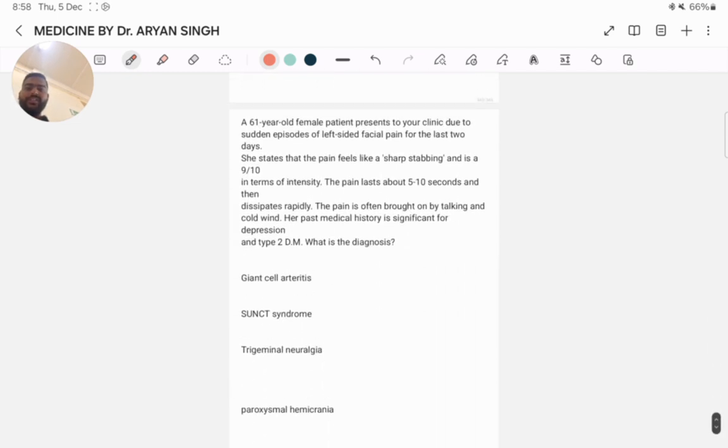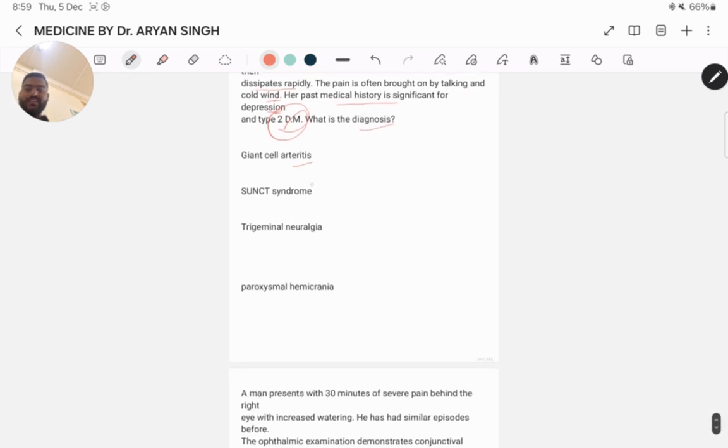Next question. A 61-year-old female patient presents to your clinic with sudden episodes of left-sided facial pain for the last 2 days. She states the pain feels like a sharp stabbing, 9/10 in intensity. The pain lasts about 5 to 10 seconds and then dissipates rapidly. It is often brought on by talking and cold wind. Her past medical history is significant for depression and type 2 diabetes mellitus. What is the diagnosis? Giant cell arteritis, Sjogren syndrome, trigeminal neuralgia, or paroxysmal hemicrania.